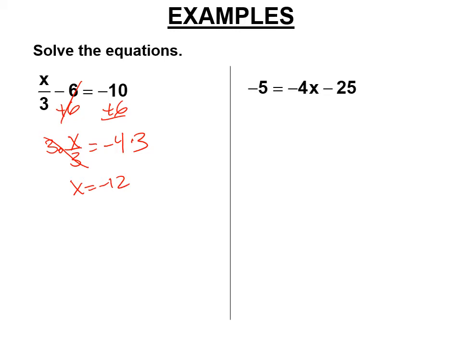So the constant is 25. We're subtracting 25, so we add 25 to both sides. Negative 5 plus 25, 20. 20 equals negative 4x. Negative 4 is multiplying x, so we're dividing both sides by negative 4. And 20 divided by negative 4 is negative 5.